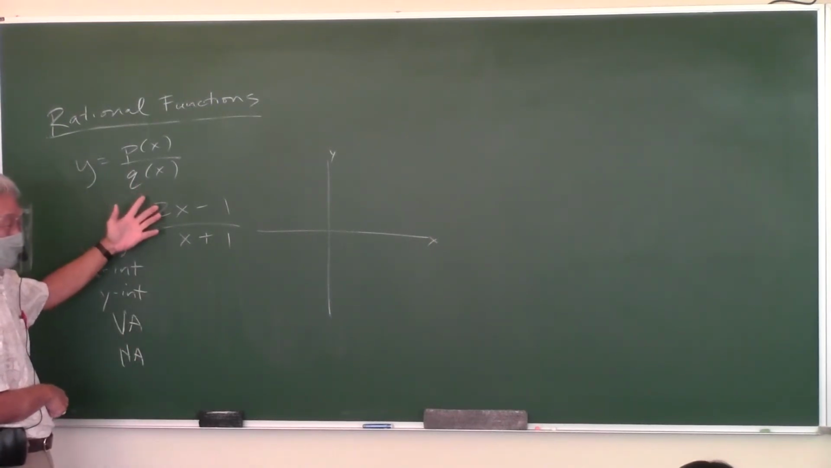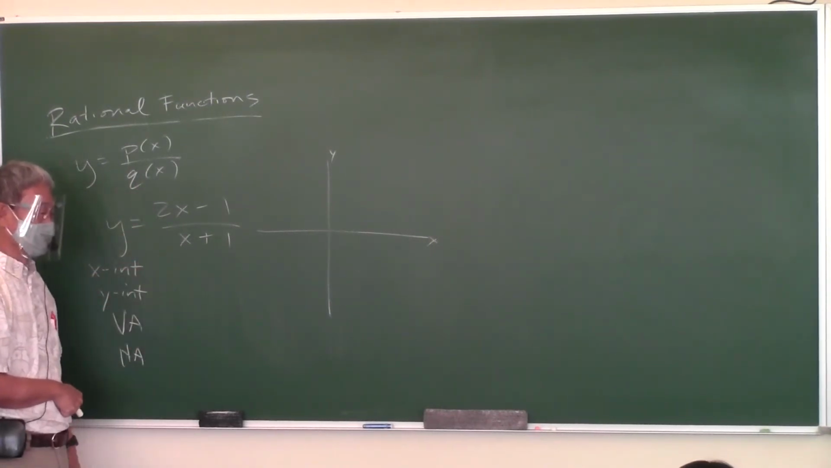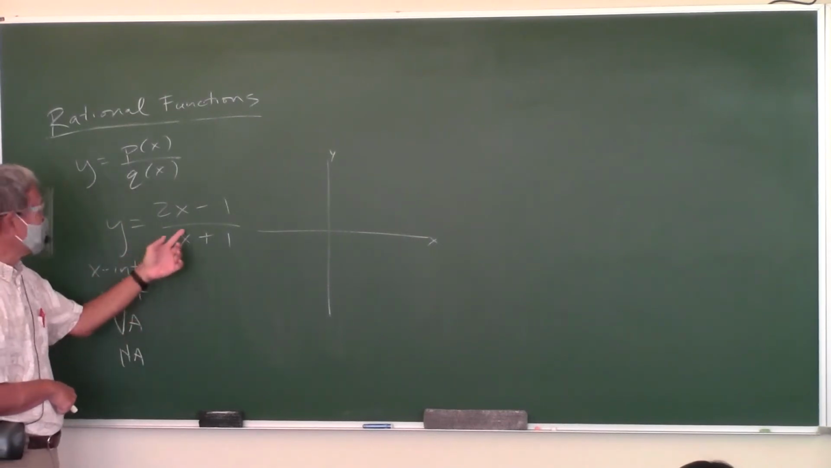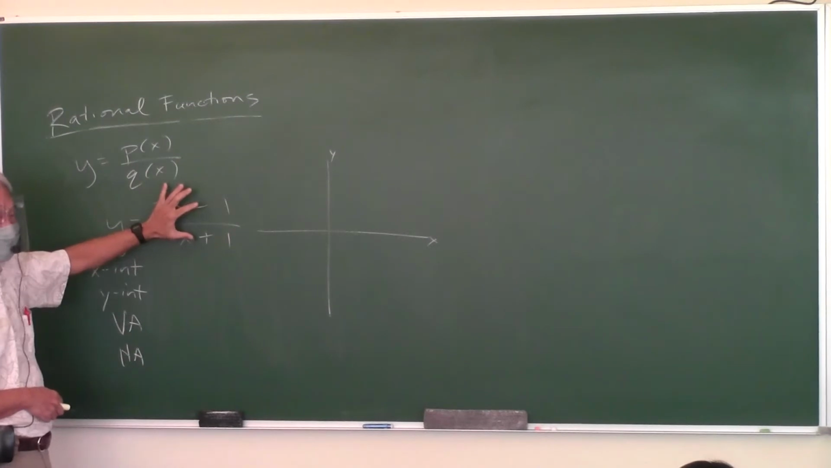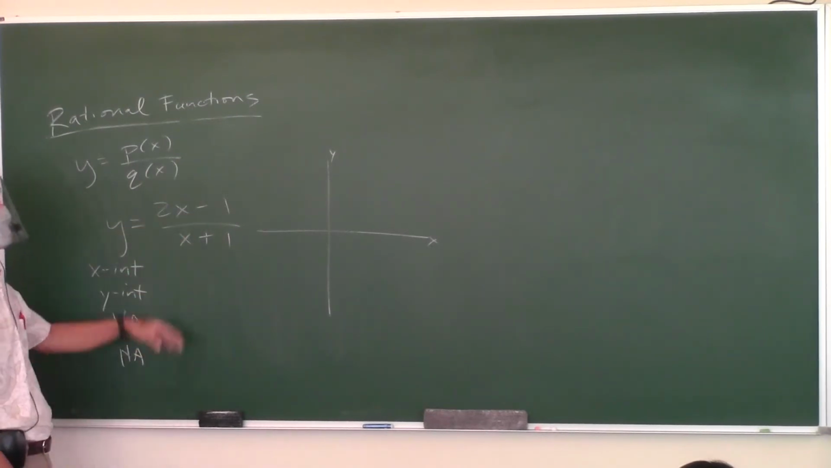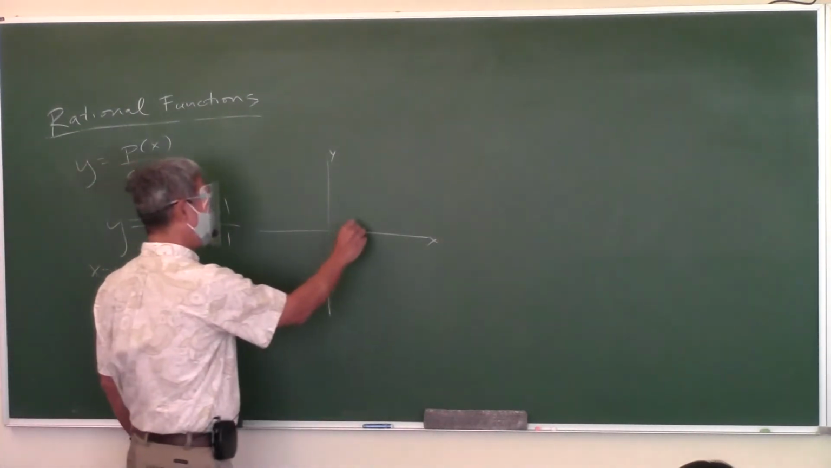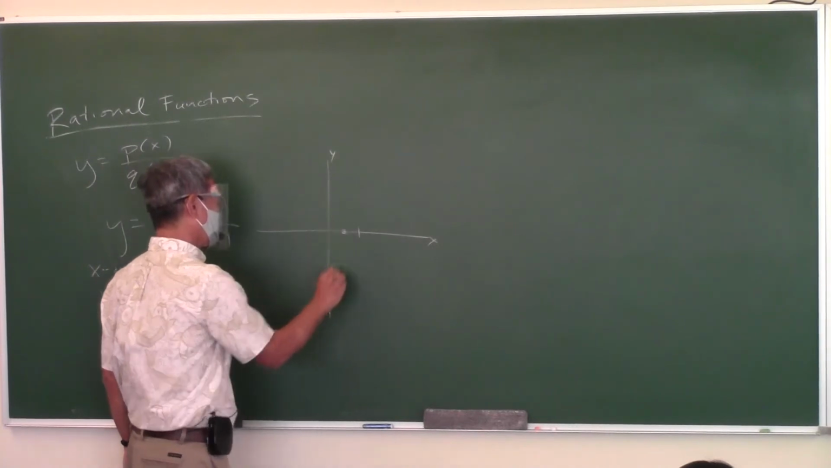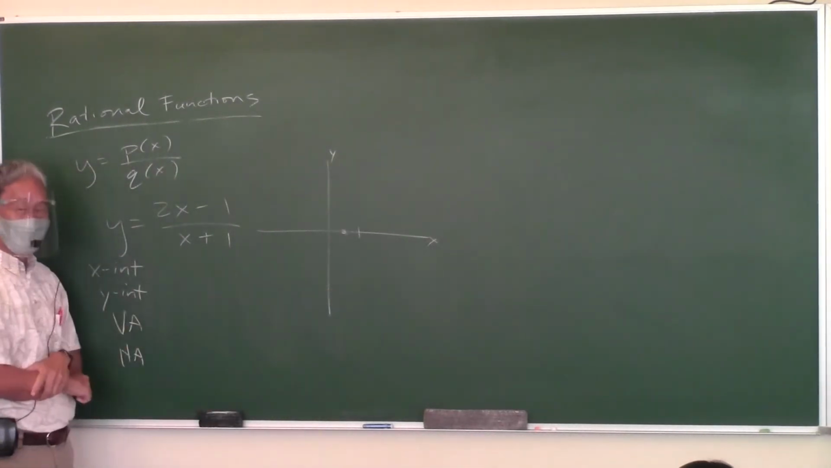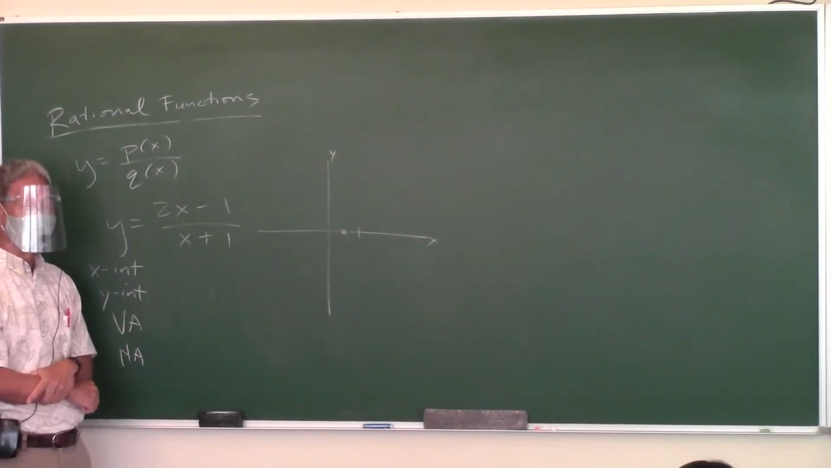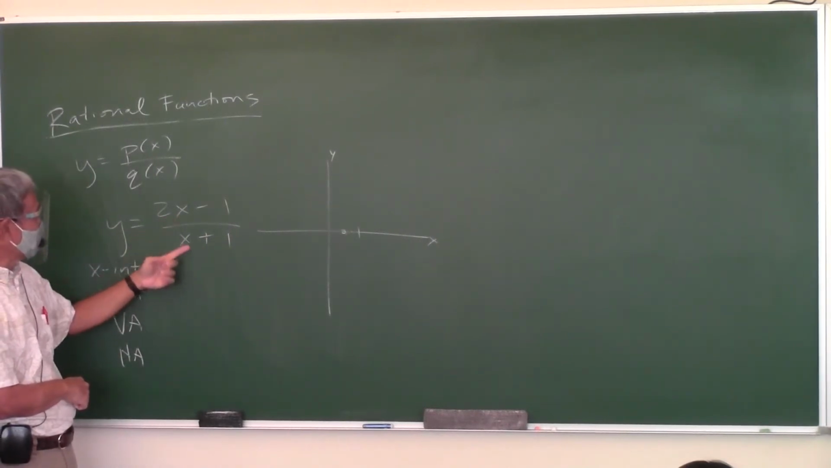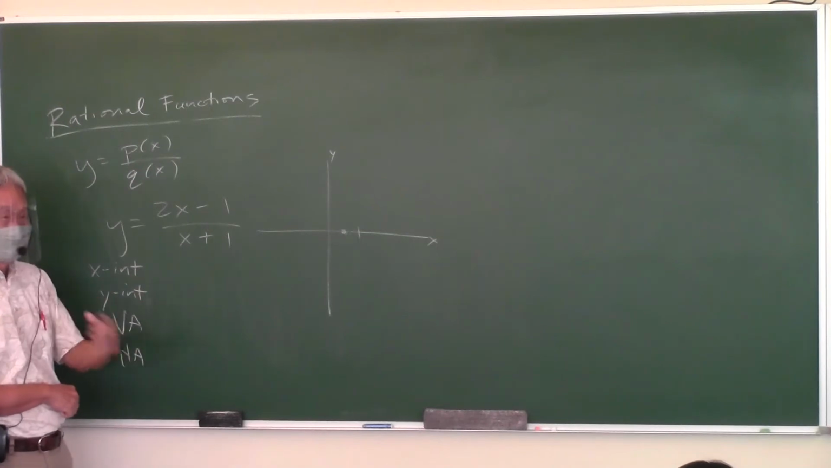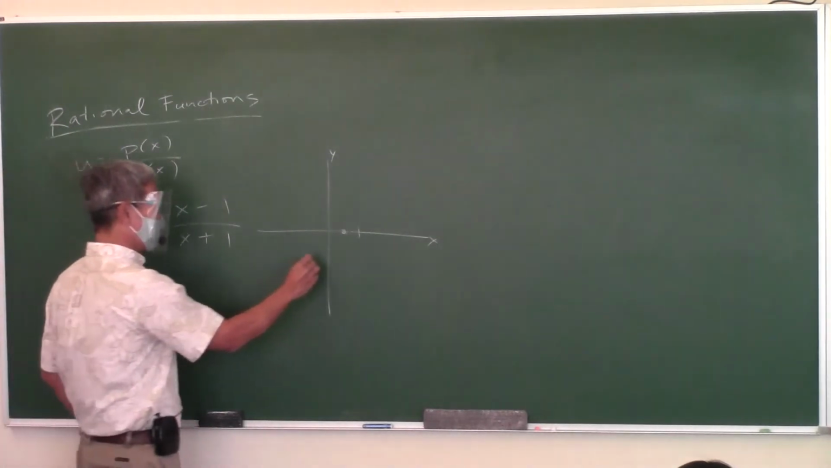It's either the top is 0, the bottom is 0, or both. The top is 0, because if the bottom is 0, it's undefined, right? So just look at the numerator. What makes the numerator 0? 1/2. 1/2 is the x-intercept. How do you find the y-intercept? You plug in 0 for x. What happens when you plug in 0 for x here and here? You get negative 1 over 1. Negative 1. That's easy.